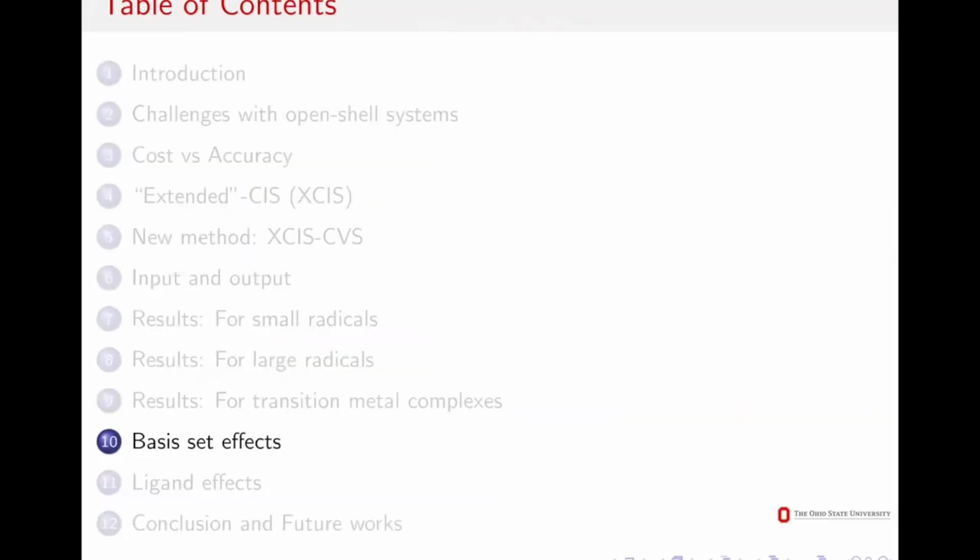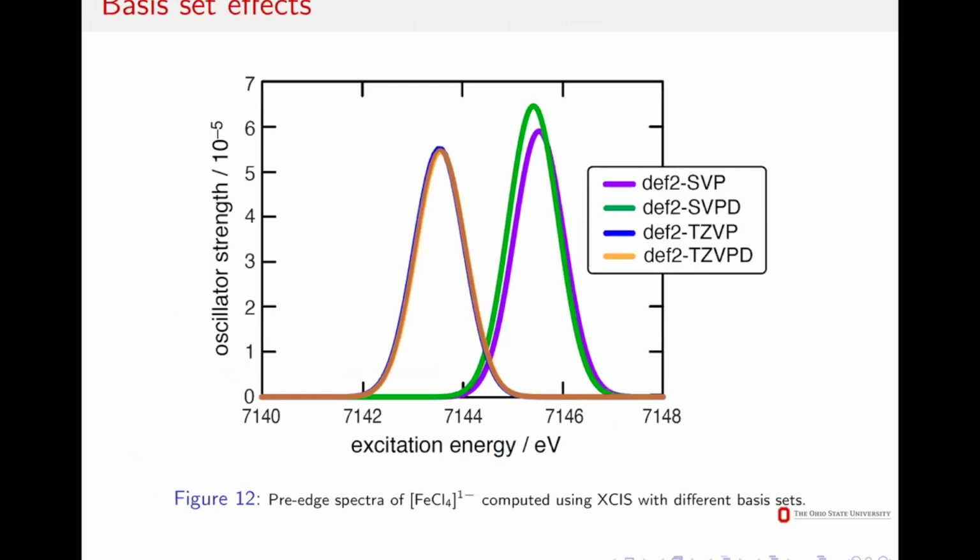Okay, the next thing I have: I tried different basis sets to see whether there are any basis set effects or not. For FeCl4 1-, I tried to compute with the Karlsruhe basis sets, using the def2-SVP, the double zeta, the def2-SVPD, using the double zeta plus polarization plus a diffuse set of orbitals, the def2-TZVP, the triple zeta, and the def2-TZVPD. If you look carefully, the results from def2-SVP to def2-TZVP differ by a gap of about 1.2 to 2 electron volts.